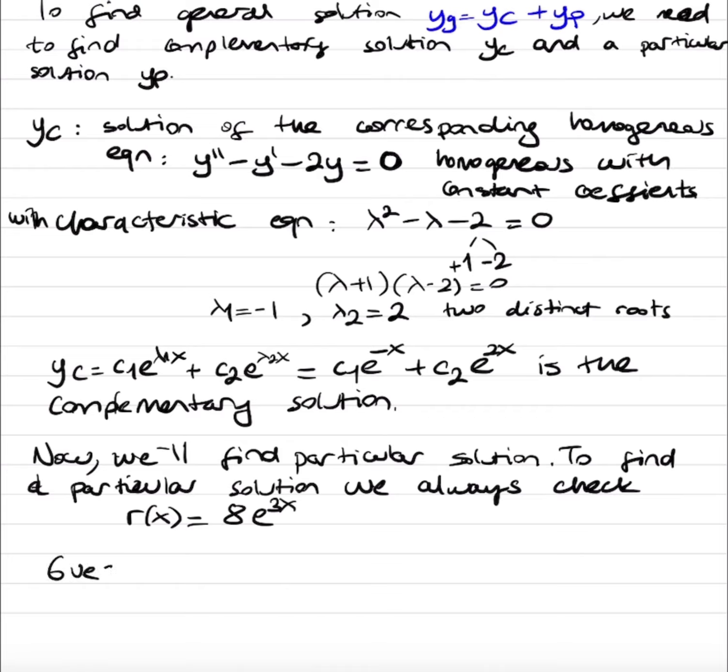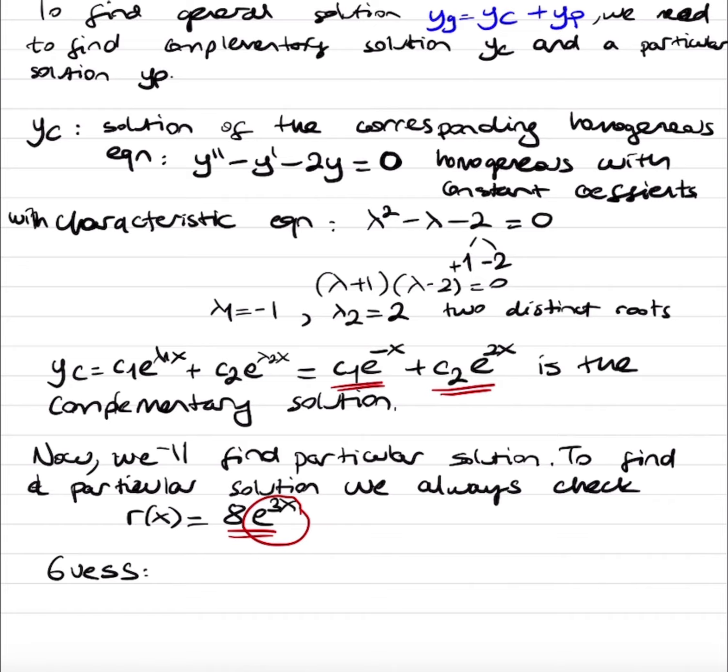Our first guess: we check e to the power 3x. We have e to the power 3x, right? Let's forget about the 8, and check whether it is a part of the complementary solution. The complementary solution was c1 e to the power minus x plus c2 e to the power 2x, and it does not contain e to the power 3x.